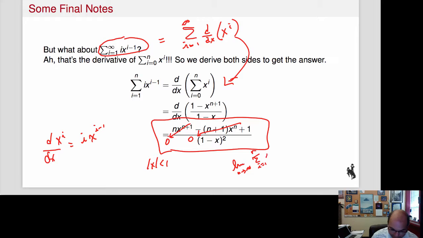So what we're left with in the limit, the sum from 1 to n of i x to the i minus 1, is going to be equal to 1 over 1 minus x squared, right? The numerator is just 1. The denominator doesn't change because it doesn't depend on n. And this is actually what we had.